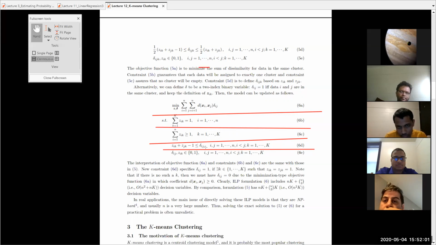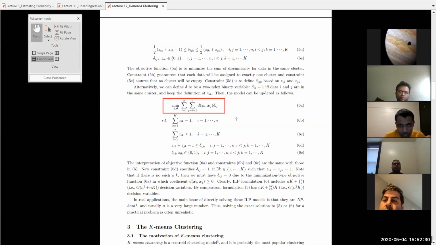You may ask, how about the other cases? Let's say both zik and zjk equal 0. Then you have delta ij greater than or equal to 0, or greater than or equal to -1, which means it can be either 0 or 1. Looks like there's a problem, since it doesn't really give me a selection. Actually, it does have a selection, from the objective function.